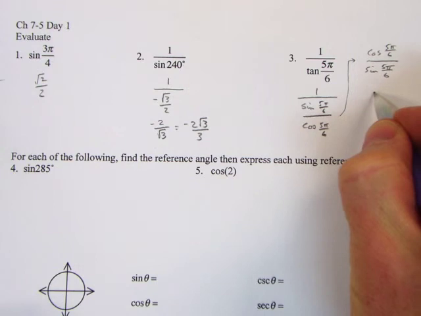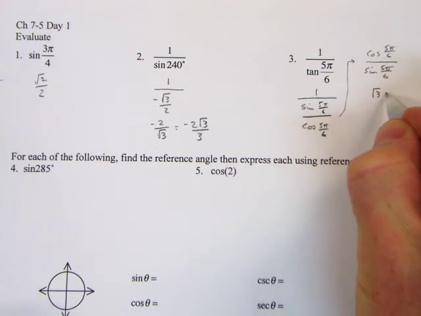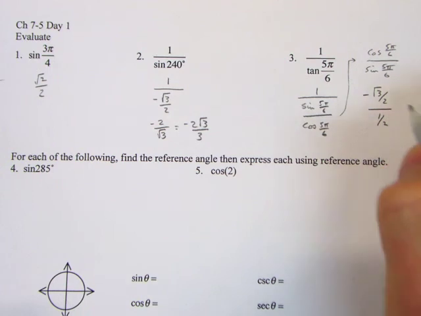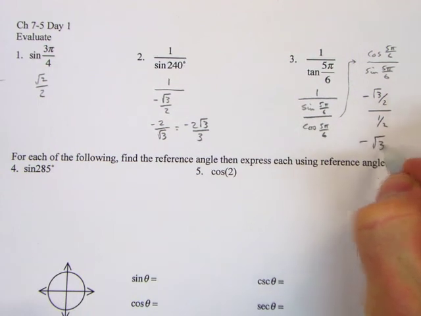Now we've got to say, what's the cosine of 5 pi over 6? It has a reference angle of pi over 6. So it's square root of 3 over 2 over 1/2. It is in the second quadrant. The x value is negative. The y value is positive. So this simplifies to negative square root of 3.